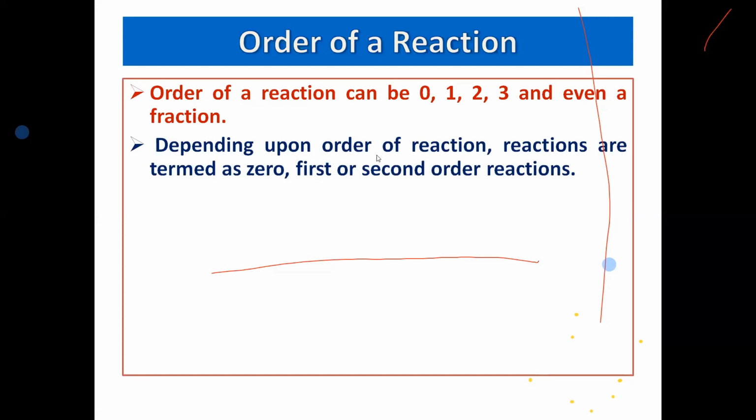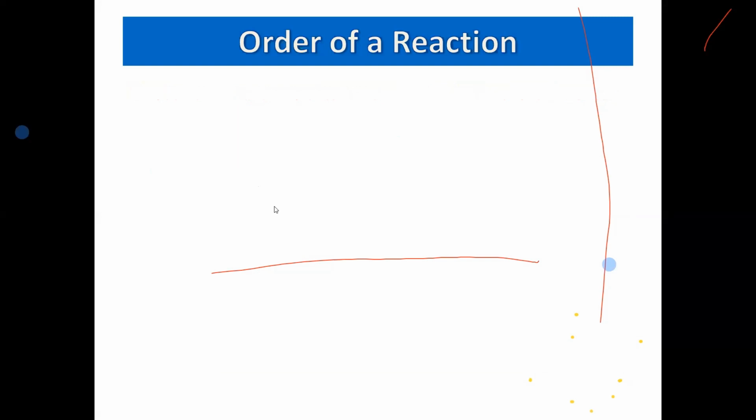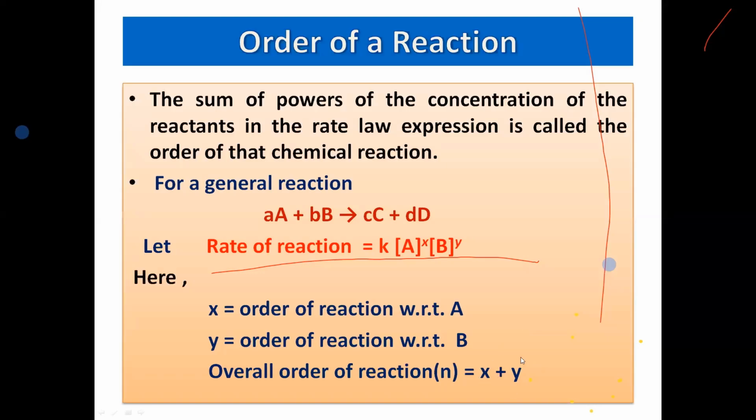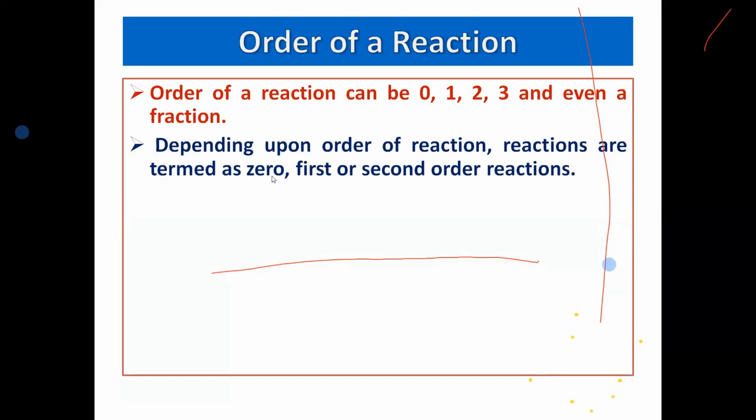Now, depending upon the order of reaction, the reactions are termed as zero order and so on. We know that overall x plus y, the quantity I discussed earlier, if it happens to be zero, the reaction is said to be zero order, right? So what is the peculiar characteristic of the zero order reaction? The zero order reaction is the one which is independent of the initial concentration of the reactant, right? And first order reaction will be what? One in which x plus y is always equal to 1, and if x plus y is equal to 2, then it will be called a second order reaction.